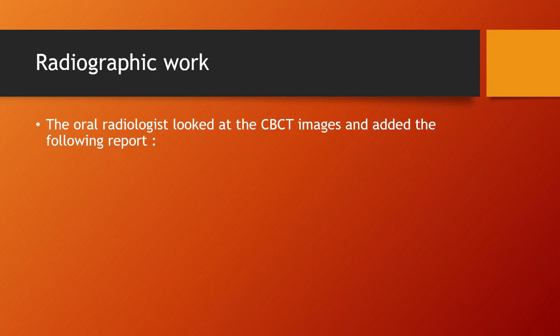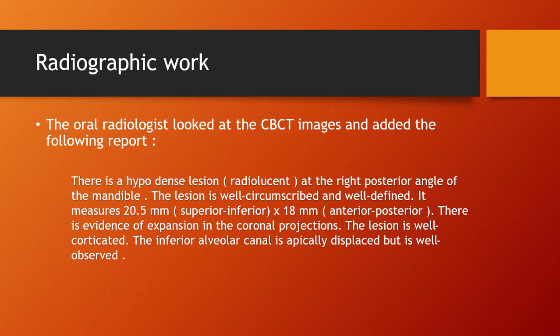The oral radiologist looked at the CBCT images and added the following report. There is a hypodense lesion, radiolucent, at the right posterior angle of the mandible. The lesion is well circumscribed and well defined. It measures 20.5 mm superior-inferior and 18 mm anterior-posterior. There is evidence of expansion in coronal projections. The lesion is well corticated. The inferior alveolar canal is apically displaced, but it is well observed.